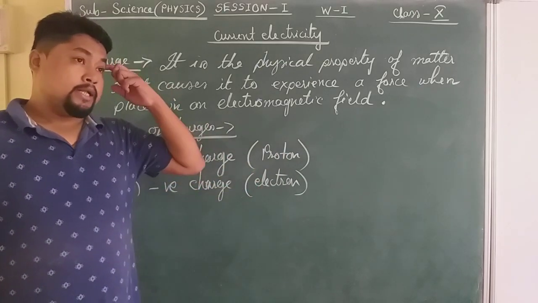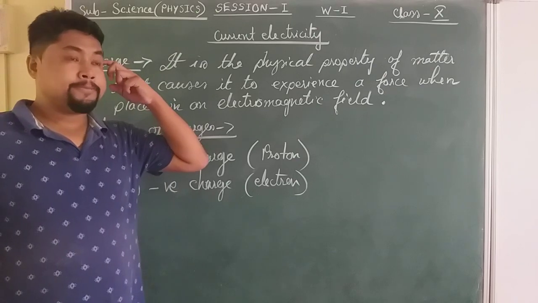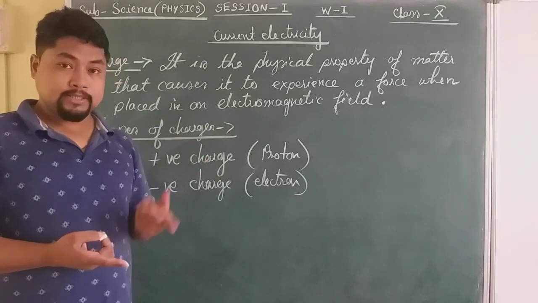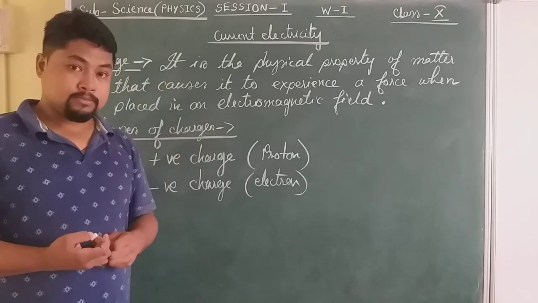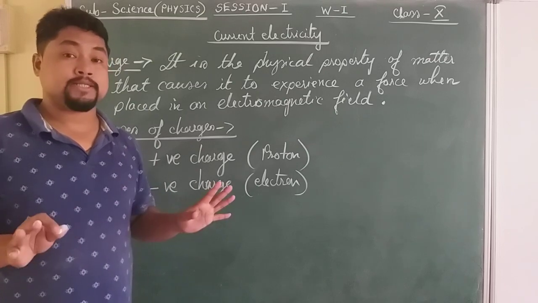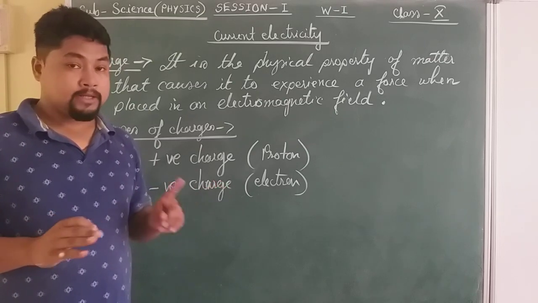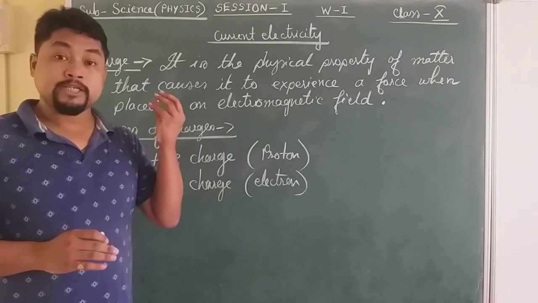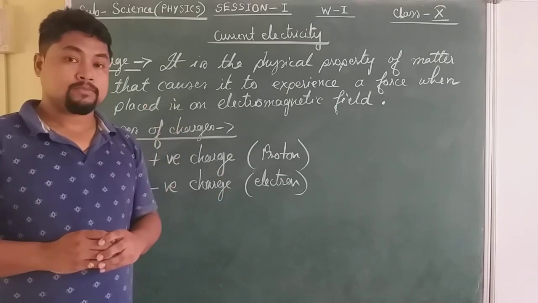But there is one more particle situated inside the nucleus. The particle is called neutron, which is chargeless. Neutron is not a charge. Neutron is a neutral particle.